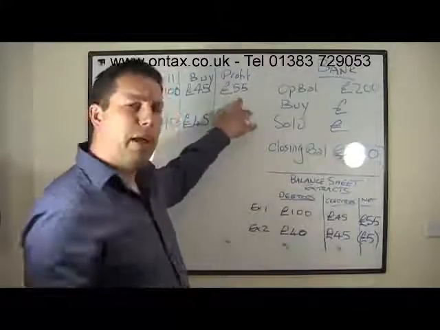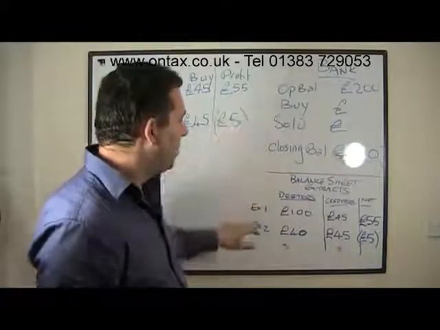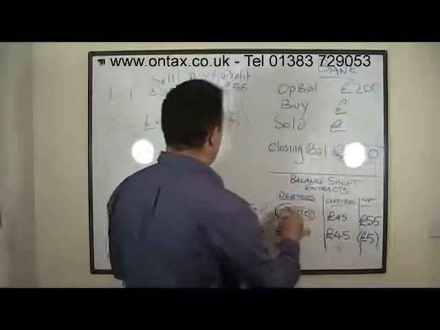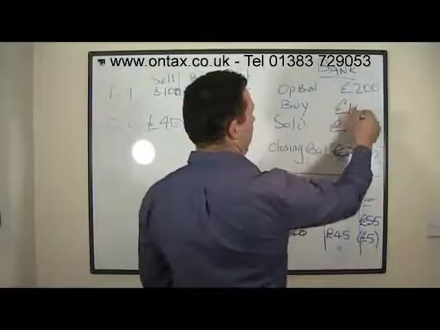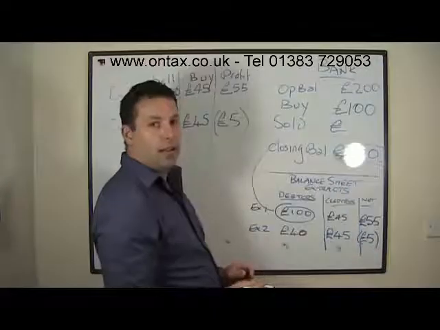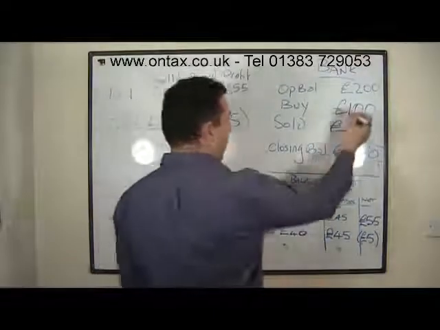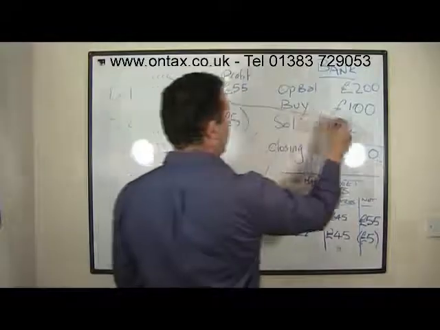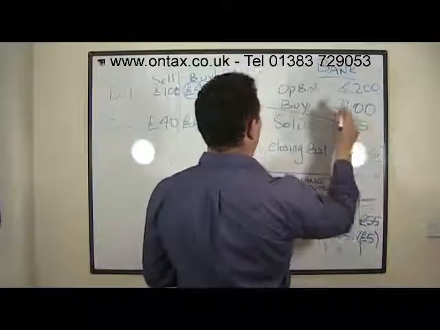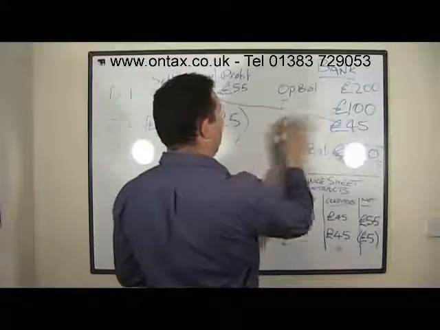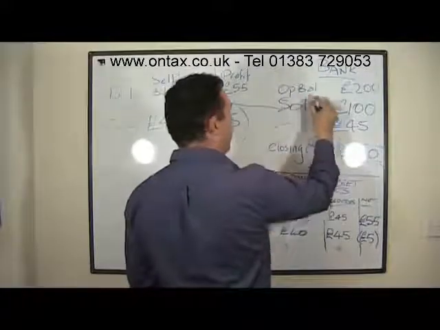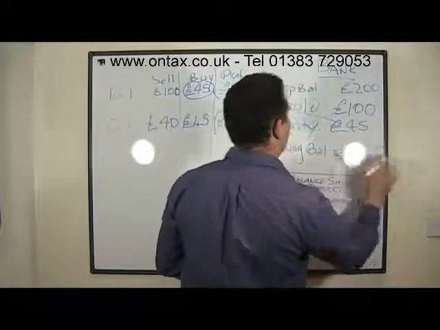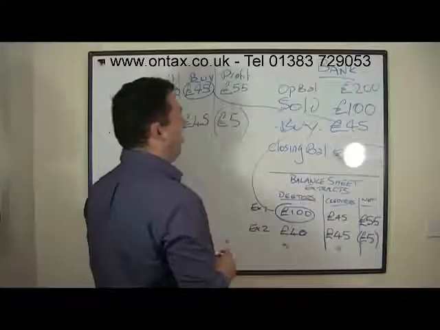So it's easy to generate paper profits, but until Mr. Debtor here turns up with his £100, we lodge it in our bank account, then we can go and pay the person we bought the goods off. In fact, let me just change that around. I have done it the wrong way around. There we go, and the bank balance will now move by £55.